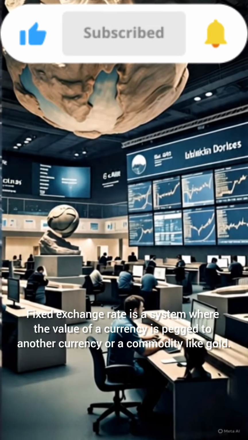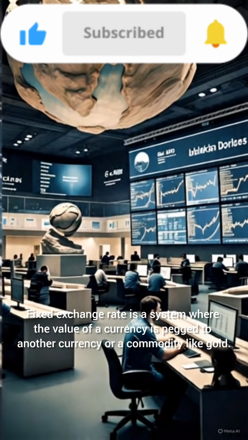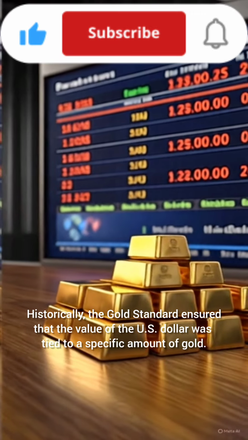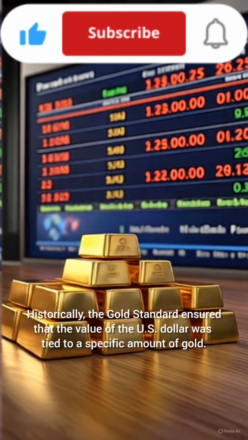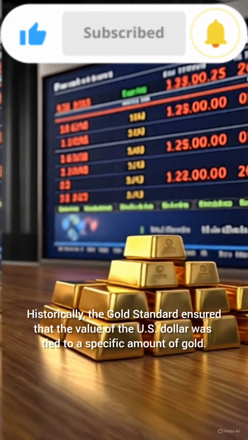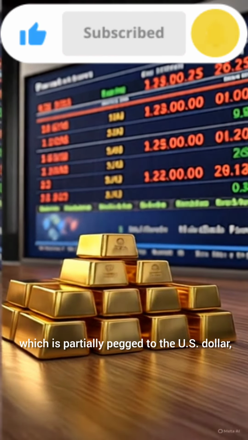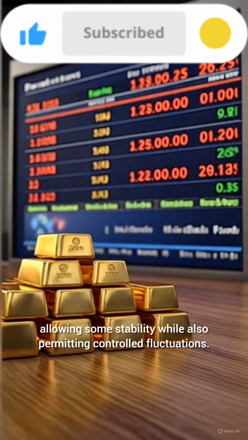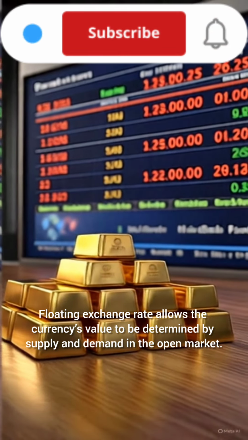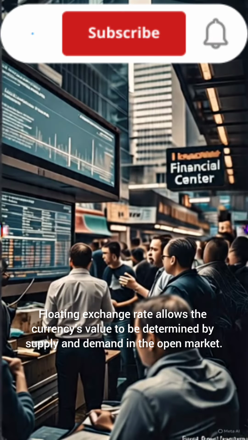Fixed exchange rate is a system where the value of a currency is pegged to another currency or a commodity like gold. Historically, the gold standard ensured that the value of the US dollar was tied to a specific amount of gold. Another example is China's yuan, which is partially pegged to the US dollar, allowing some stability while also permitting controlled fluctuations.